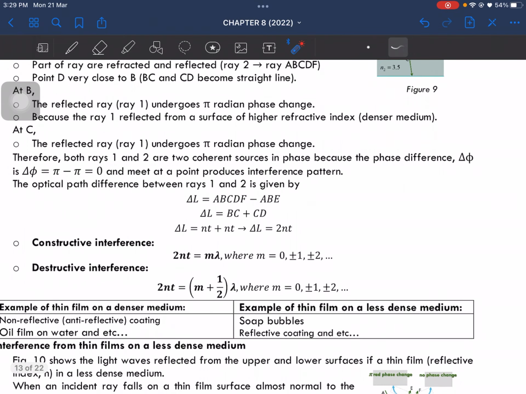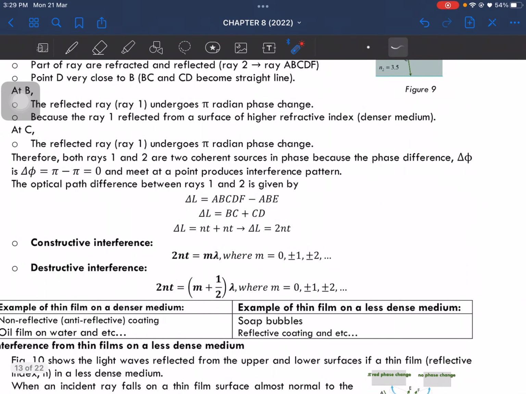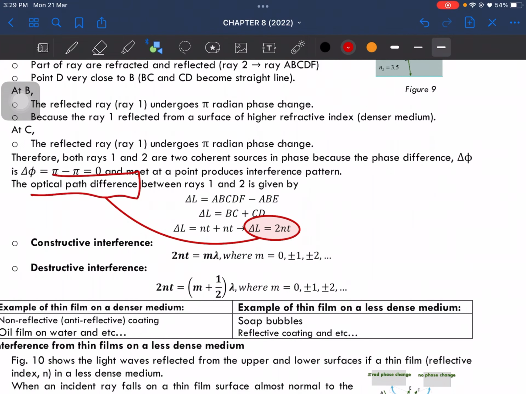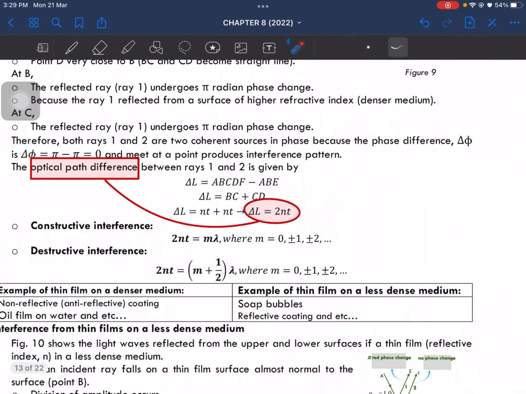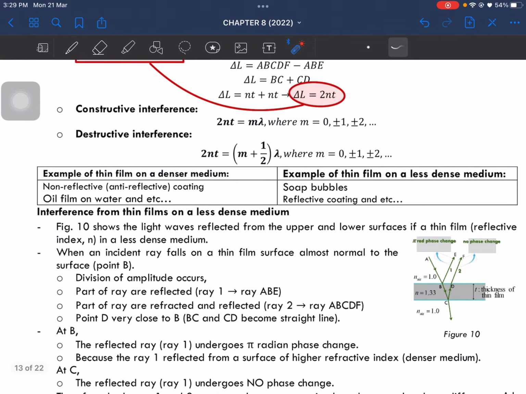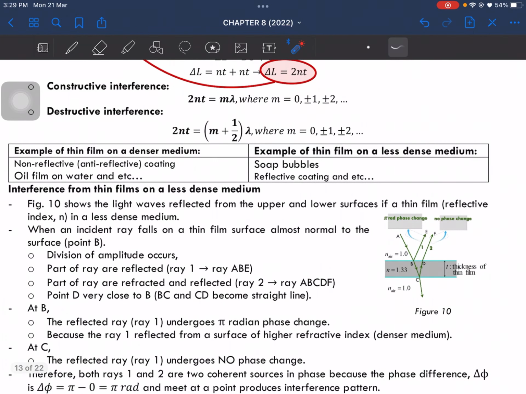The optical path difference between ray 1 and 2 is given as this. This is the optical path difference. In order for you to calculate constructive interference for a denser medium, you will use this one, and for destructive you will use this one. An example of a thin film on a denser medium is an anti-reflective coating or an oil film on water. For a thin film on a less dense medium, examples are soap bubbles or a reflective coating.